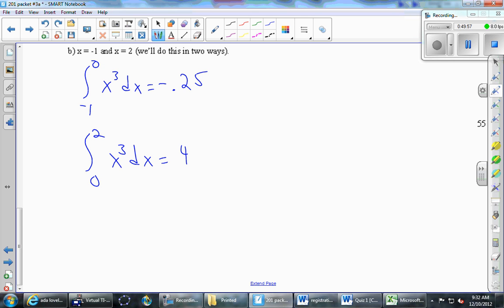Do you see why the answer was 3.75 when we just did it all in one shot? That's exactly what Ernie said. It was the difference of the areas. It did negative 0.25 and positive 4. Add them up, that's the 3.75. But what's the true total area here? 4.25.